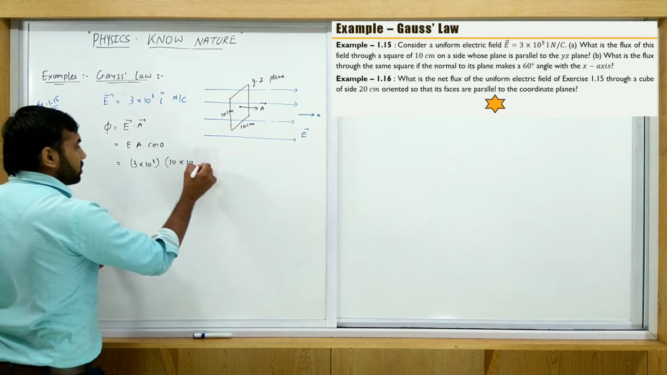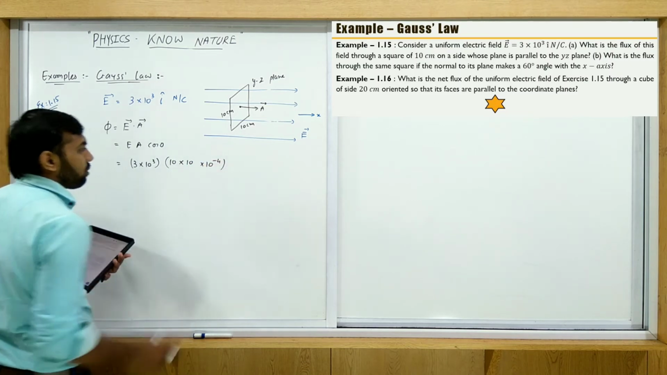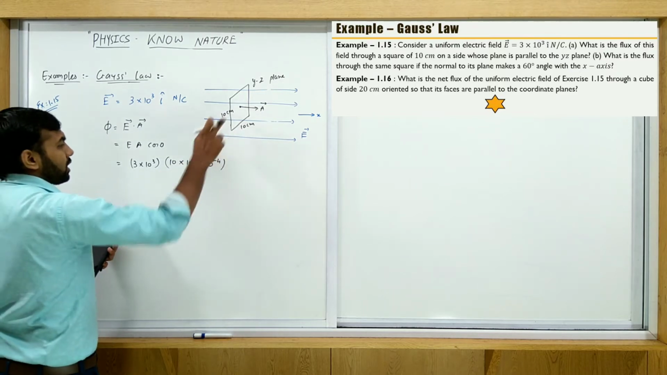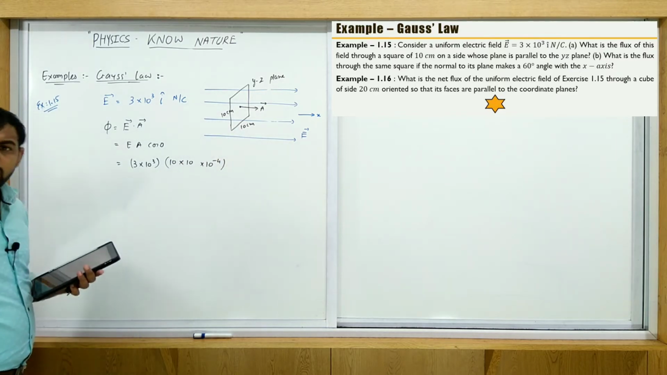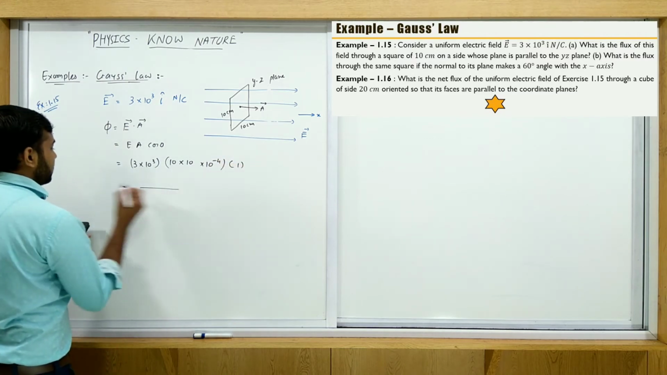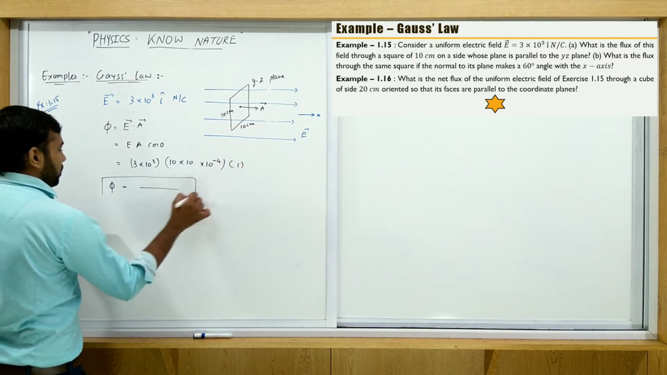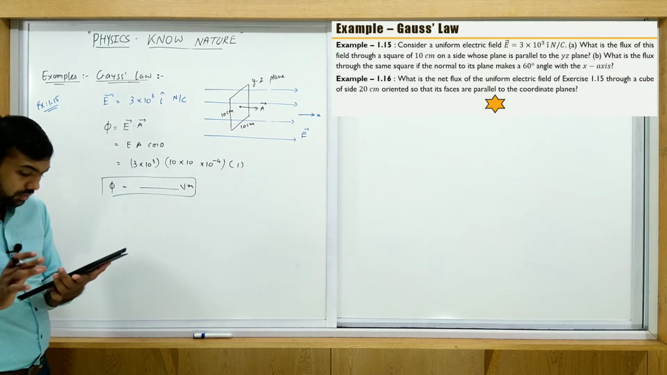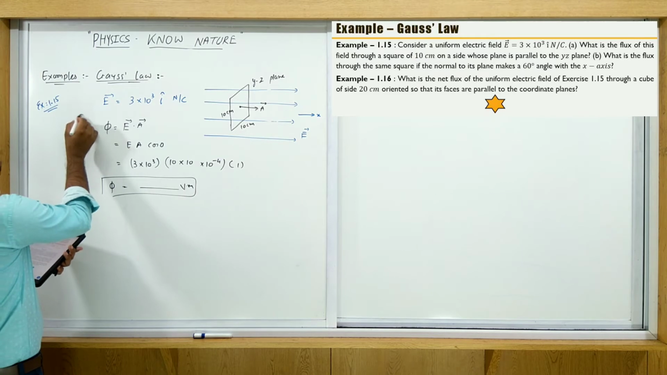Convert in meters, so that is 10 raised to minus 4. The area is length into breadth, but centimeter converted in meter, so 10 raised to minus 4 meter squared. And cos 0 is equal to 1. You just get this answer by yourself. Okay, so the answer is what? Volt into meter.